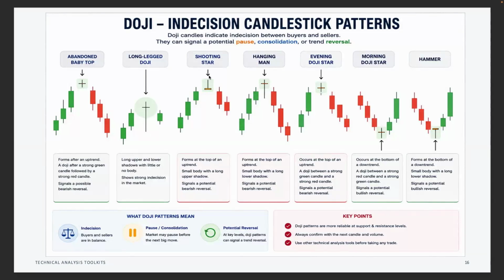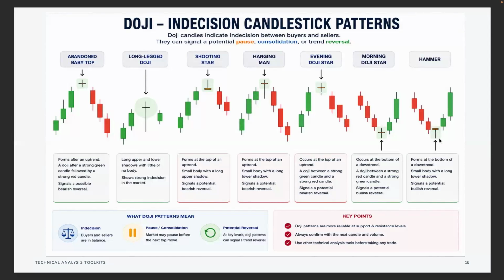Then you have the shooting star, right? The shooting star simply tells you that the trend is about to reverse. The sellers are going to take over. Then you have the hanging man. The hanging man is also telling you that there's going to be a reverse trend. We have the evening doji star and the morning doji star. The evening doji star is preceding some breakdown, and we have the morning doji star.